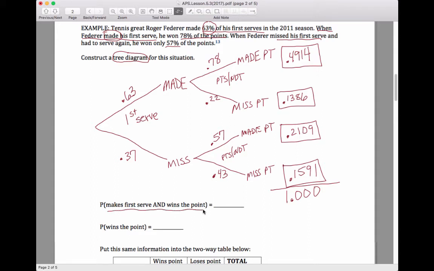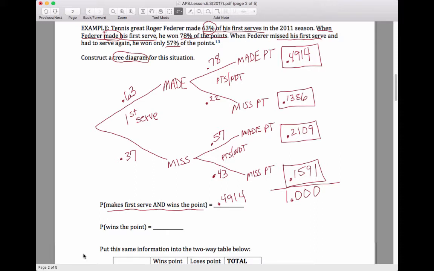For instance, what's the probability he makes his first serve and wins the point? So makes his first serve, puts him on this branch, wins the point, puts him on this branch, and we just figured out the probability is 49% roughly. So we can just read that right off of the top branch.